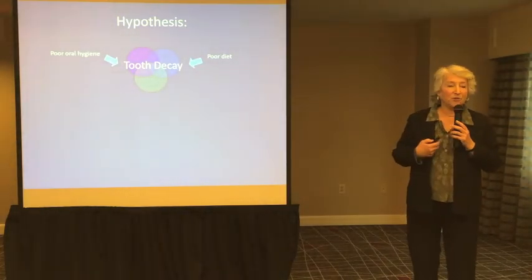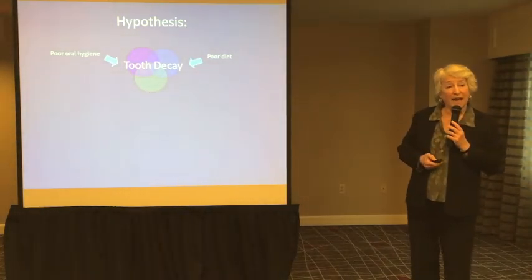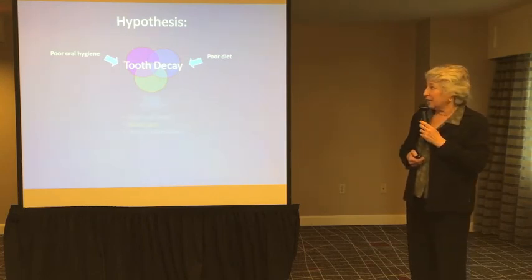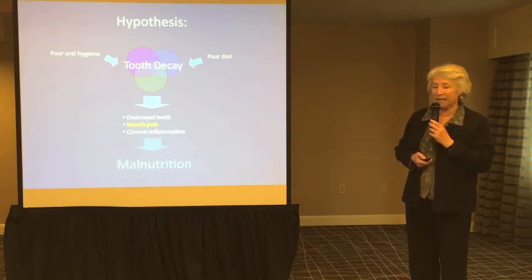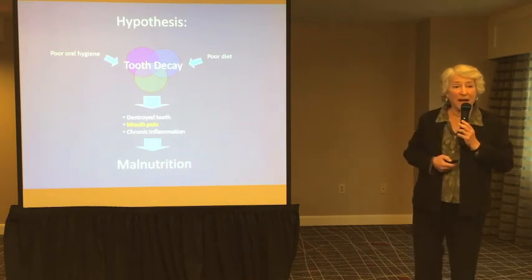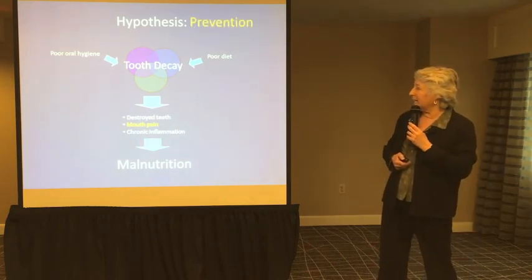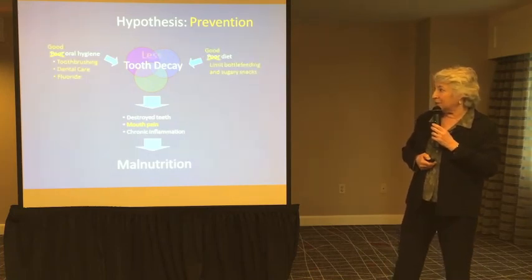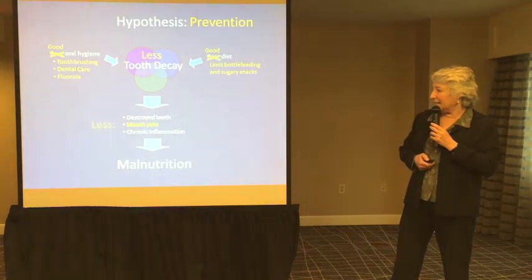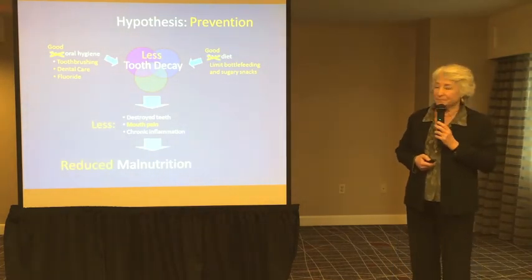So I'm particularly interested in the connection between tooth decay and malnutrition in children. So this is what we know of the causes of tooth decay. It's destroying the teeth, causing mouth pain, and chronic inflammation could contribute to malnutrition. And I'm hoping that by prevention, with good oral hygiene, good diet, we can reduce tooth decay and reduce those dental problems and reduce malnutrition.